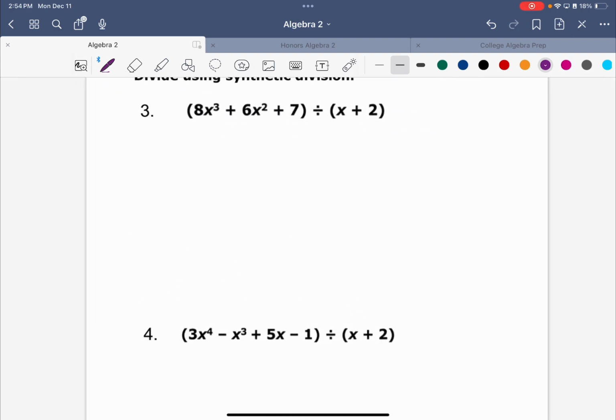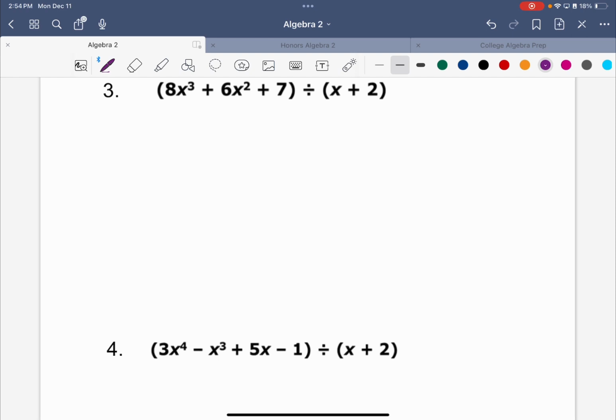All right, the next one. We've got 8x cubed plus 6x squared plus 7. Now that's being divided by x plus 2. So x plus 2 is my divisor. Set that equal to 0 and solve. So -2. Everybody sees how I got that part, right?